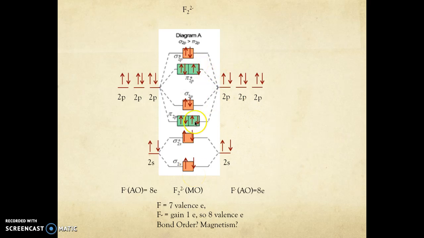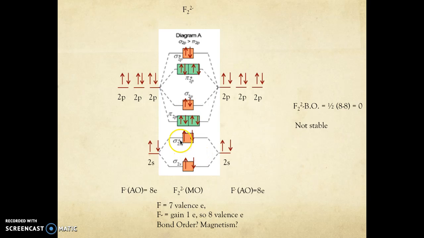Now the question is, is F2 2- a stable compound or not? The way you can tell if it's stable or not is by looking at the bond order. So let's go ahead and calculate that bond order. And as you recall, the bond order is simply 1/2 times the difference between the number of bonding electrons minus the anti-bonding. So let's calculate how many bonding electrons we have. The bonding ones are without the star. So 1, 2, 3, 4, 5, 6, 7, 8. So we have 8 bonding electrons minus the number of anti-bonding.